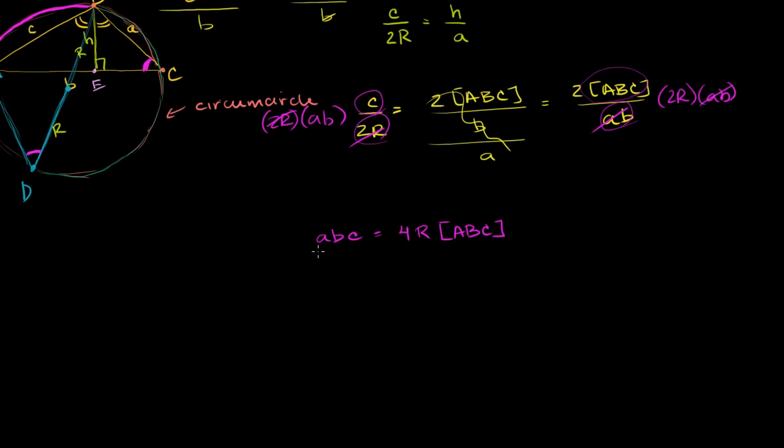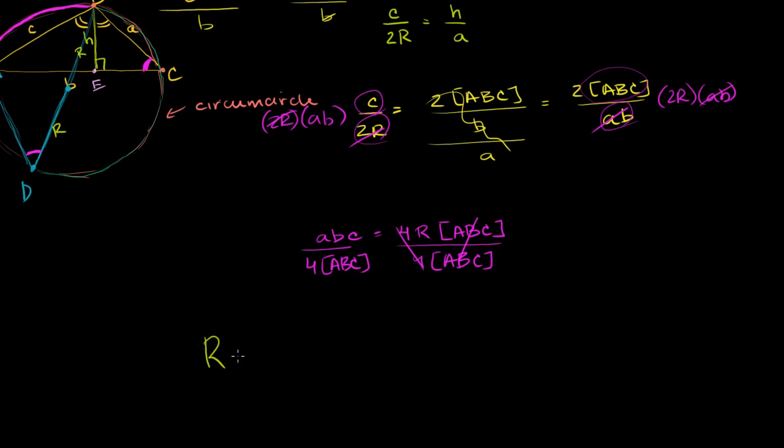We divide both sides of this by 4 times the area. And we're done. This cancels with that. That cancels with that. And we have our relationship.